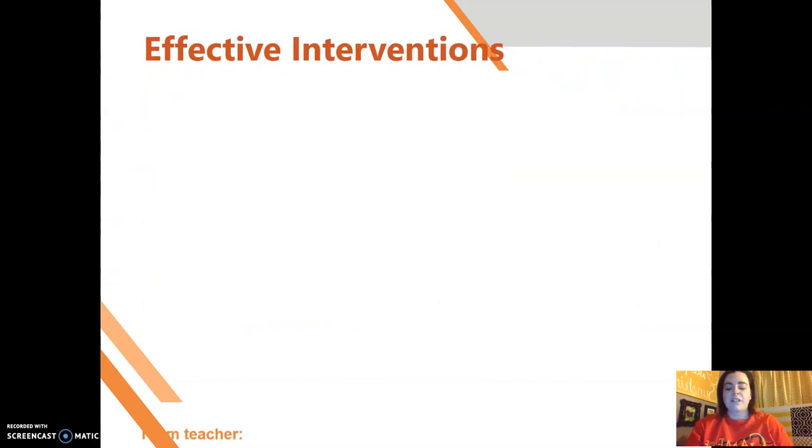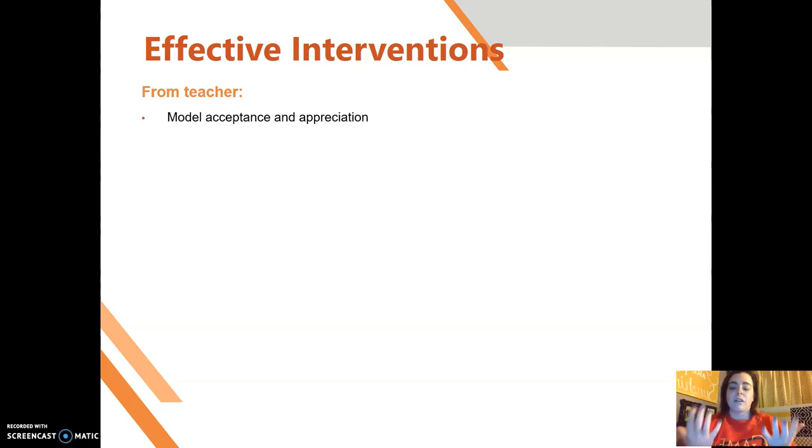So some effective interventions from the teacher in the classroom are to model acceptance and appreciation. This is for the students to be able to learn how to do that as well. The students that don't have ADHD, this way they can try to accept the students that do have ADHD. So if you're modeling that and you're appreciating that, then your students are more likely to do the same.